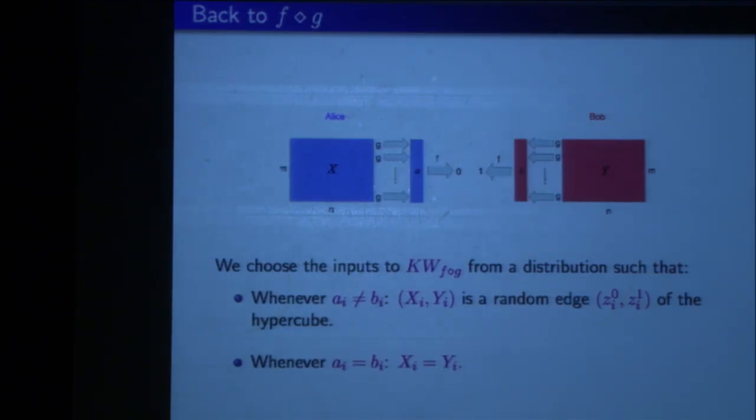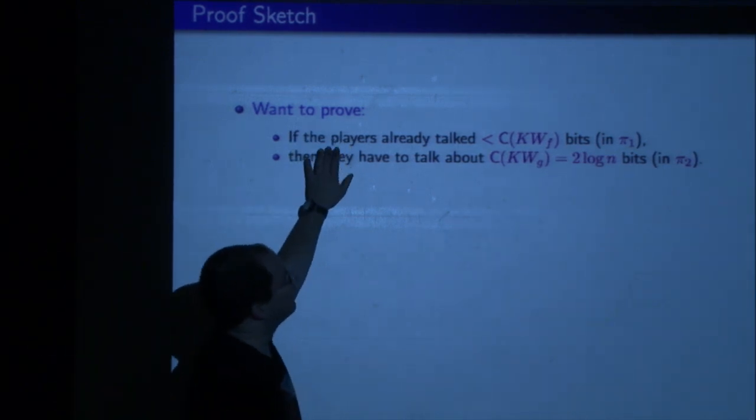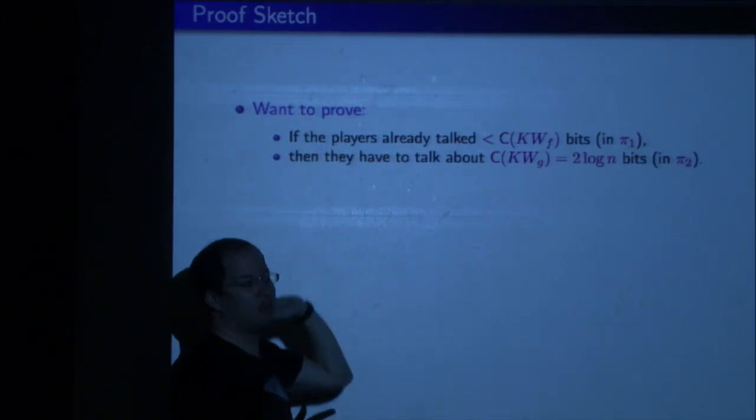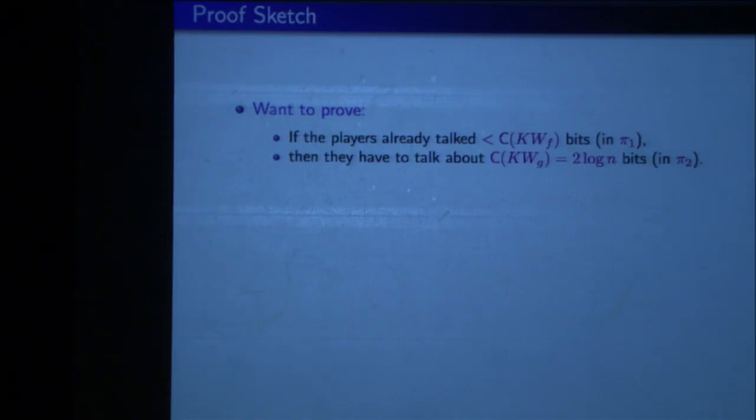Okay, so given this distribution, we want to prove the following. If the players have talked less than the complexity of F in the first stage, then they must talk the complexity of G in the second stage, where the complexity of G is 2 log n. And actually, it works even if they talked more than this but haven't solved F in a certain sense that I'm not going to define. So for now, let's say that we just assume that they talk less than the complexity of F.